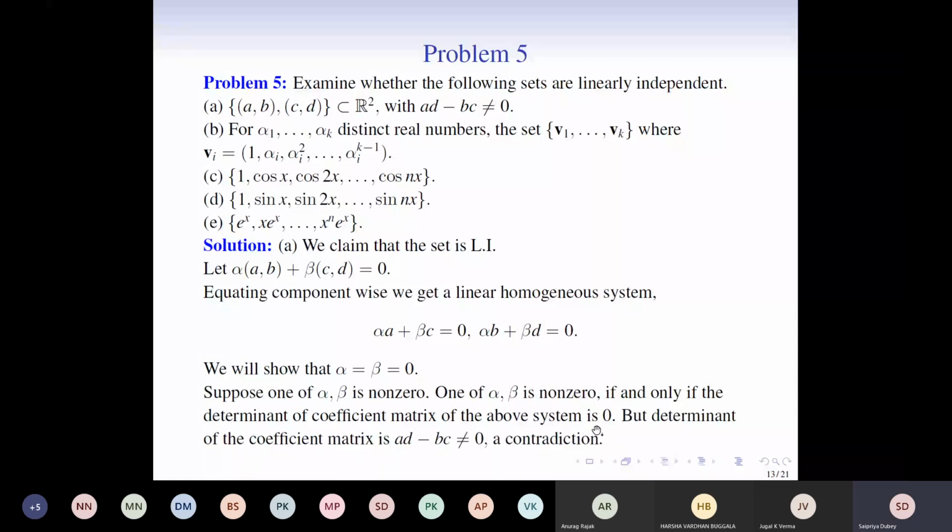But the determinant of the coefficient matrix is exactly AD minus BC, which is given to be non-zero. So it is a contradiction. Therefore, ABCD in R2 with this condition is linearly independent. Is it clear? Any doubts?